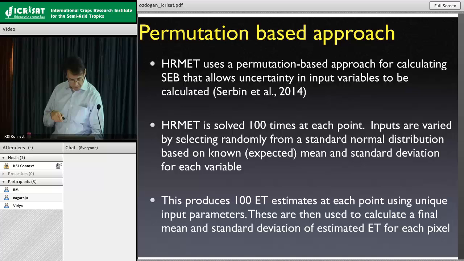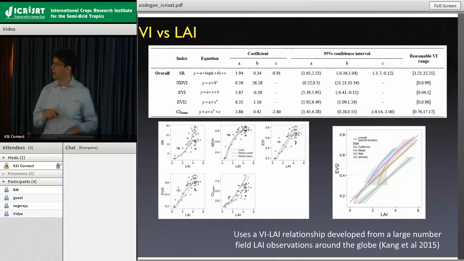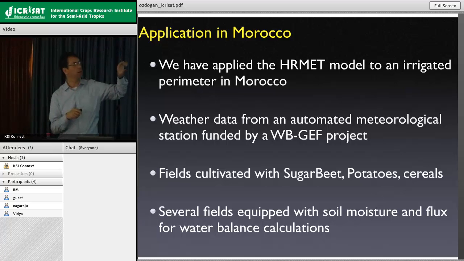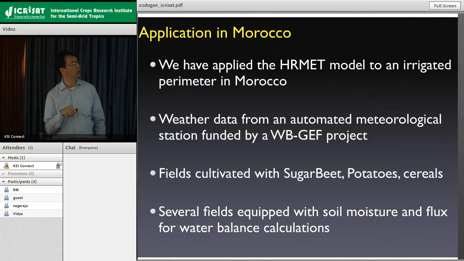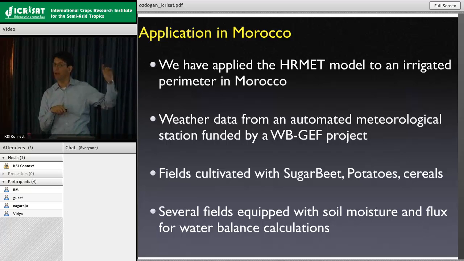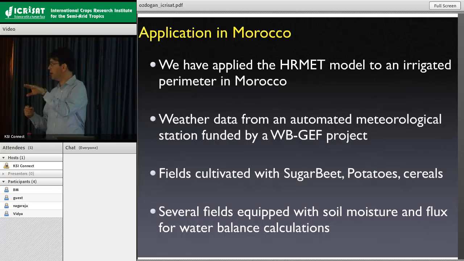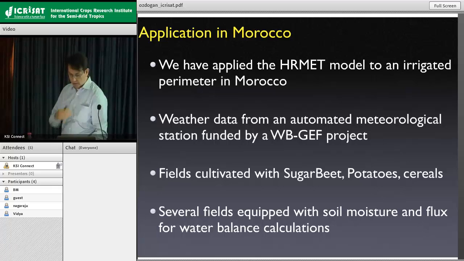Let me show some examples. So one example is in Morocco, where there's a particular irrigated perimeter called the Douala region in the center part of the country. It's a World Bank GEF project where we applied this, and fields are cultivated with sugar beets, potatoes, and cereals, and several fields are equipped with soil moisture and flux for water balance calculations, and this becomes our validation data point. And again, if there are validation data points here in ICRISAT, particularly calculated from either closed water budget analysis or from other means, I would love to look at those data and have access to them so that we can test it over here.